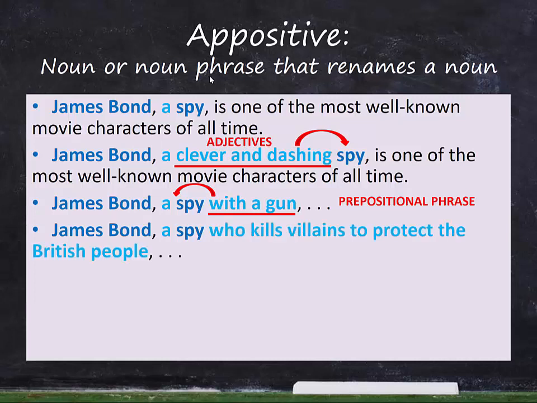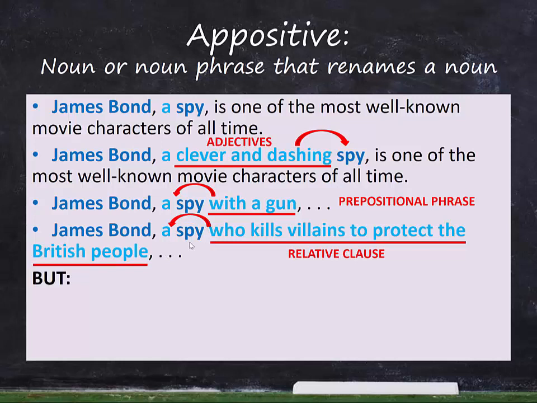James Bond, a spy who kills villains to protect the British people. This is a relative clause. Remember, those act like adjectives. It describes the spy, so we still have a noun phrase and an appositive. All of these appositives have included the word spy, which renames the noun James Bond.